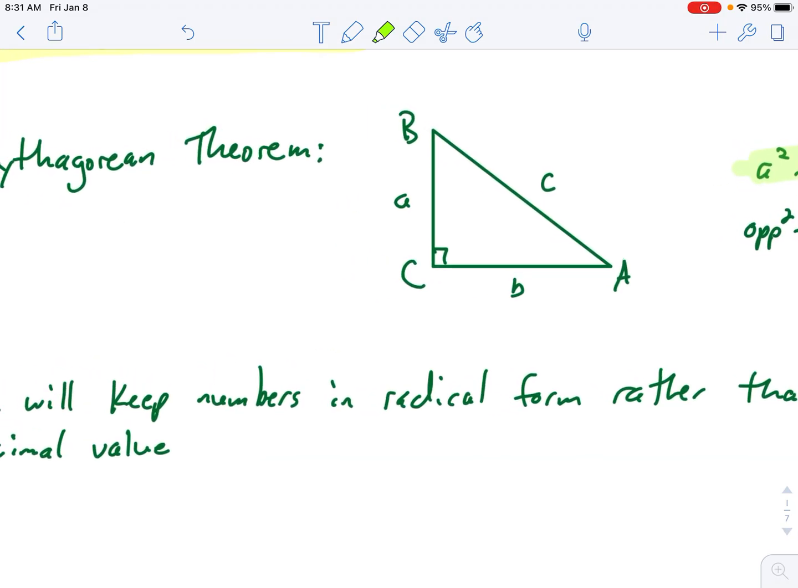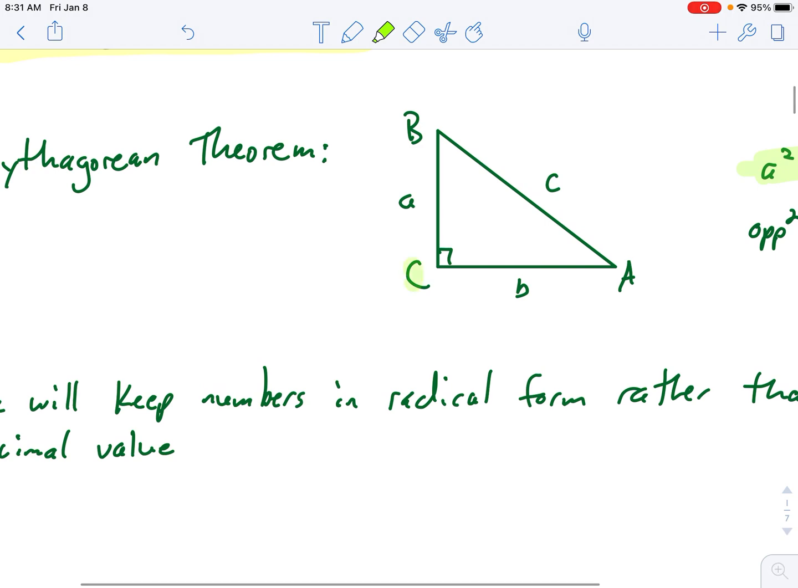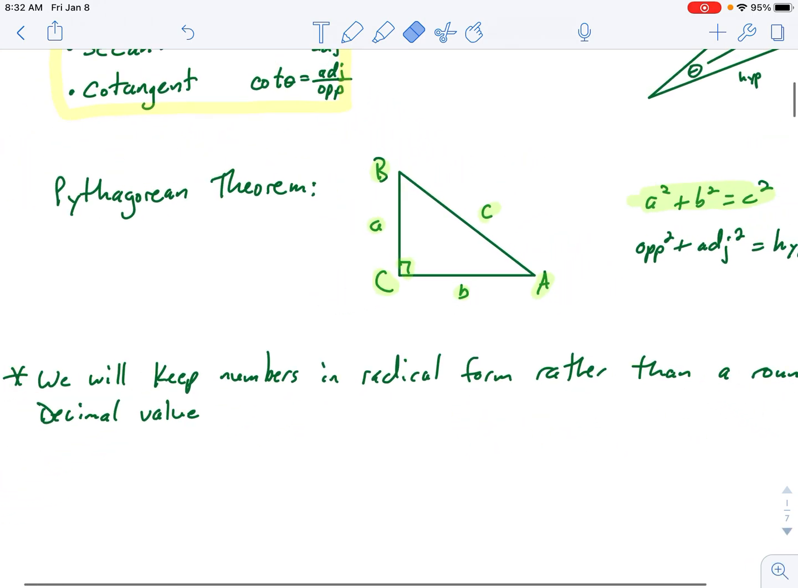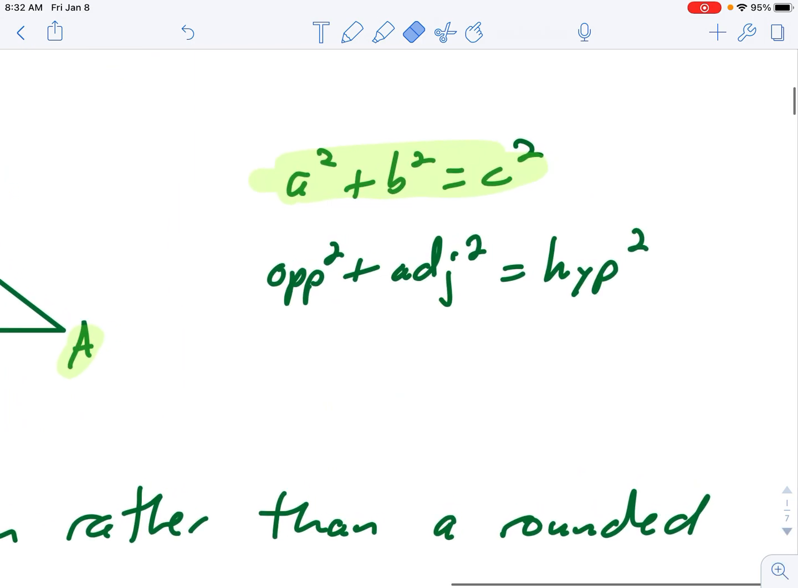So in a standard right triangle, capital C is given for the right angle, capital A and capital B are the other two angles. Little a, little b, little c are just across from capital A, capital B, capital C. This is independent of the whole adjacent, hypotenuse, opposite stuff. You generally learn this before you learn any trig, but the simple formula a squared plus b squared equals c squared, that's the Pythagorean theorem.